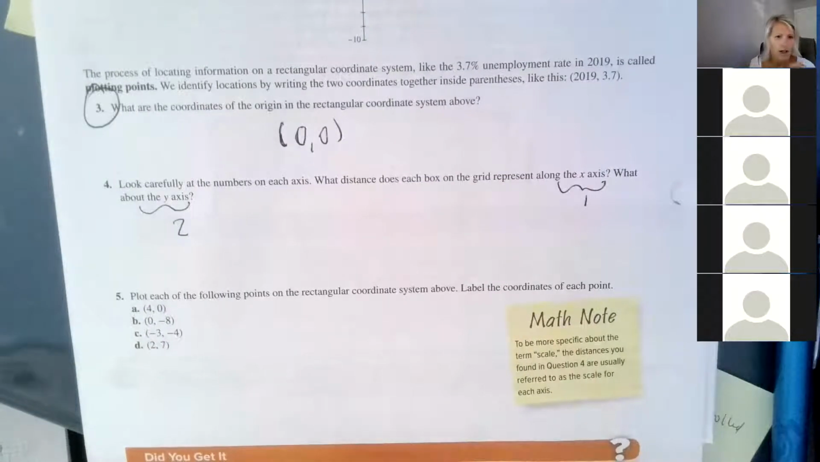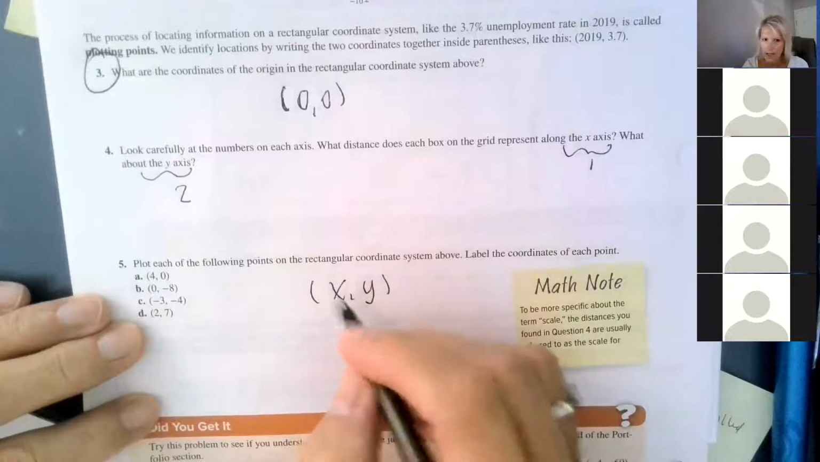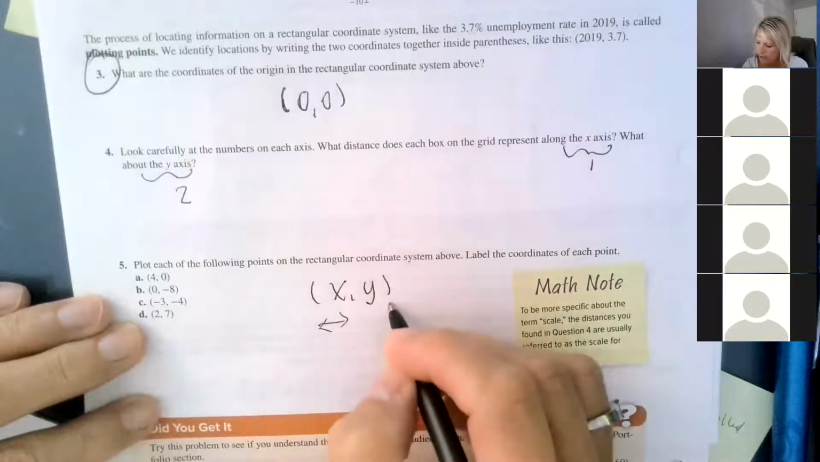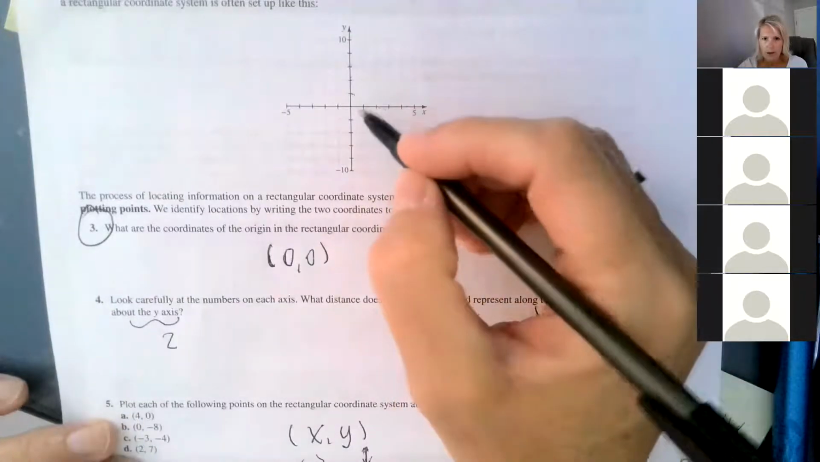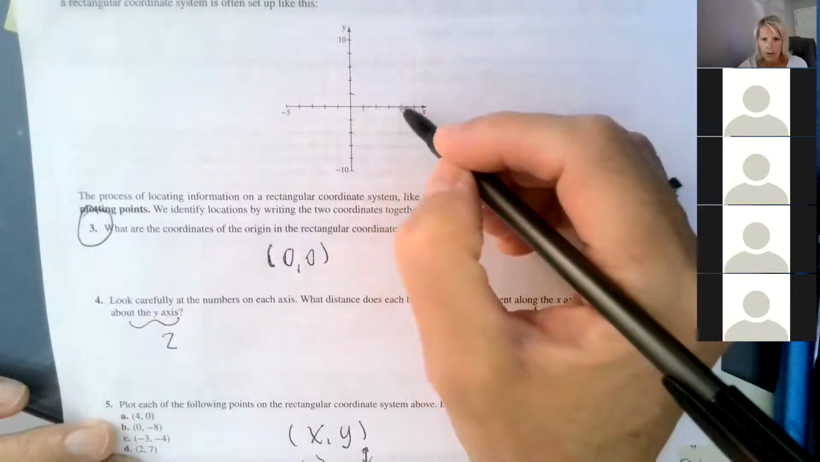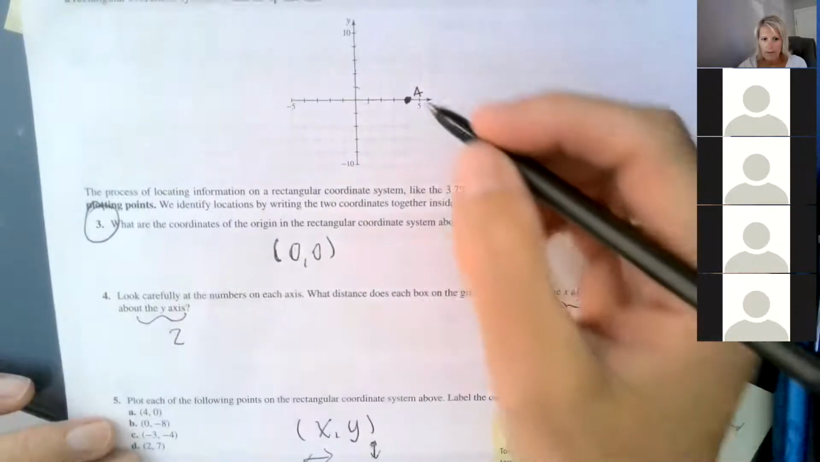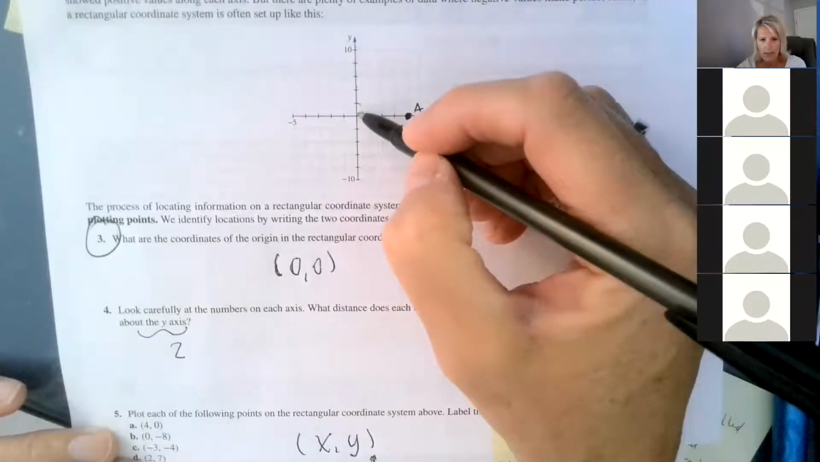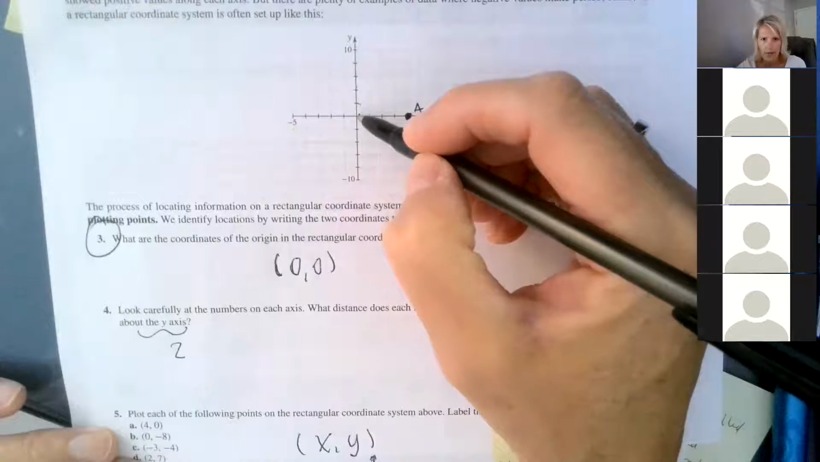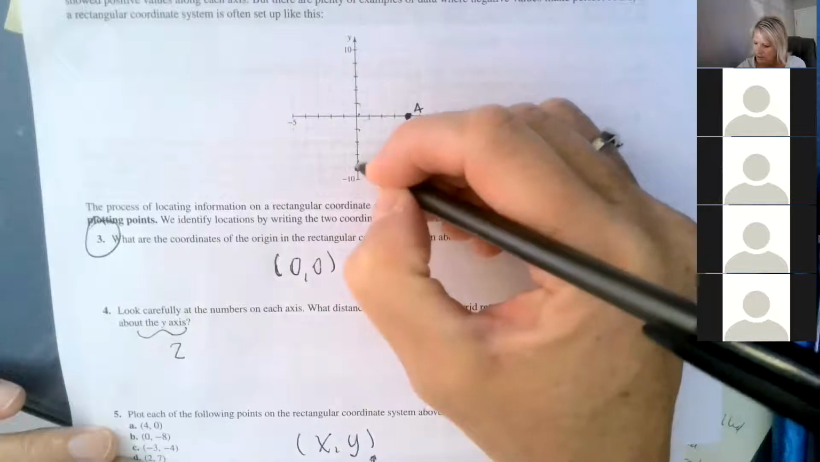5 says plot each of the following points. So remember that we're going X and then Y, and X is my left and right movement, and Y is my up and down movement. And we do them kind of together. So if we're going 4 and 0, I'm going right 4, and then I'm not going up at all, up or down, and that's A. Then the next one is 0, -8. So I'm not going left and right at all, but I'm going down 8 because it's negative. And remember, I have to count by 2. So 2, 4, 6, -8 should be right there.